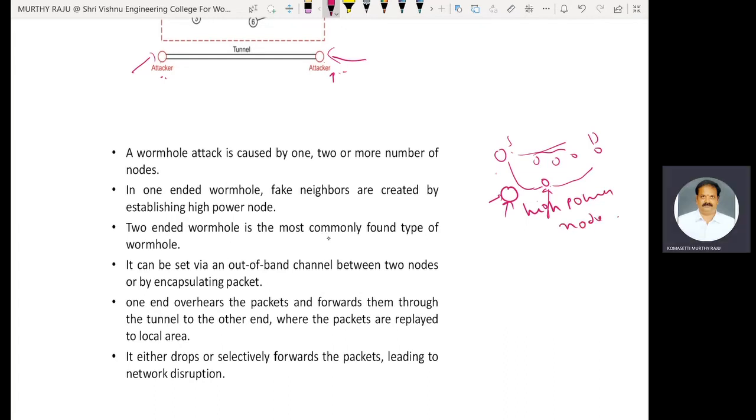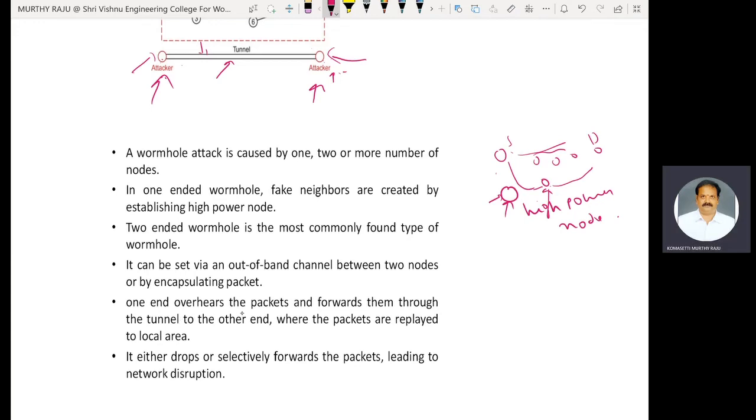Two-ended wormhole is the most commonly found type of wormhole. These are the two nodes. It can be set up via an out-of-band channel between two nodes or by encapsulating the packets. Here, a tunnel is the out-of-band channel. An out-of-band channel is created between these two nodes. This is called a two-ended wormhole.